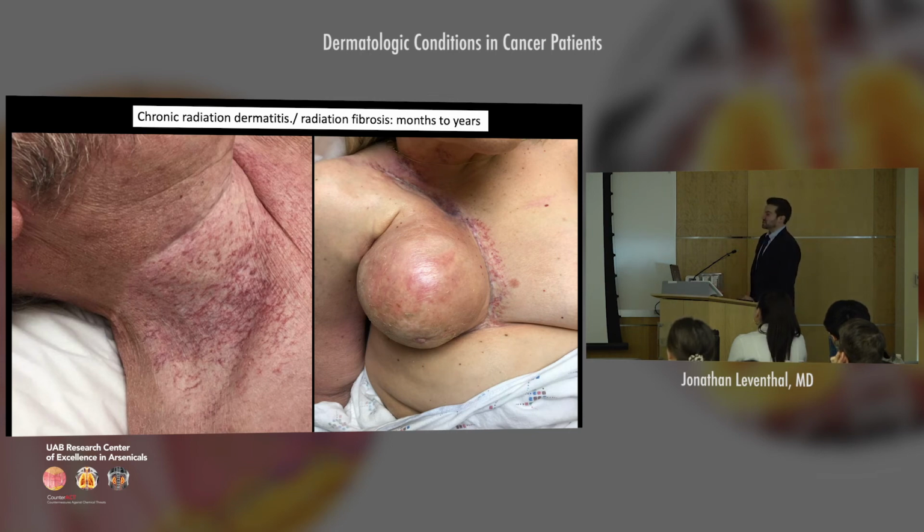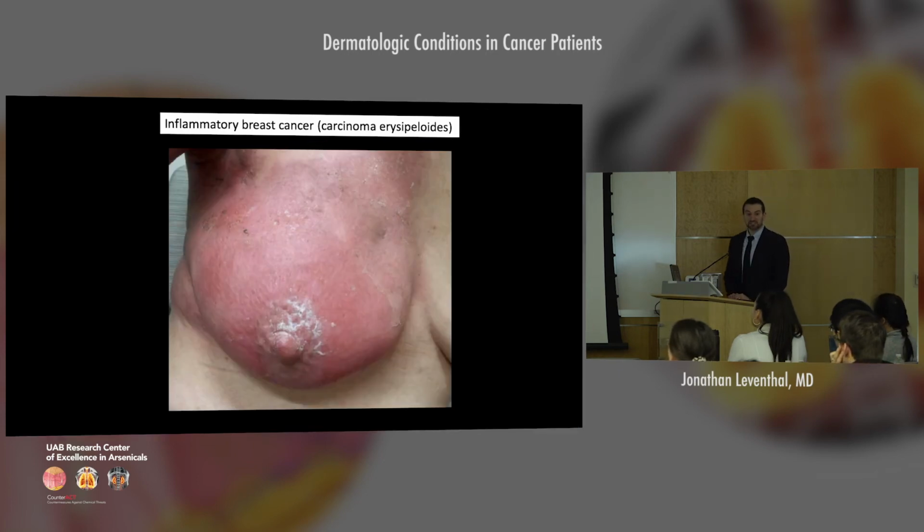There's not great treatments for radiation-induced fibrosis besides physical therapy, and some have tried pentoxifylline, but really there's nothing great out there for it yet. Inflammatory breast cancer, as I mentioned before, you don't want to miss it. It can mimic cellulitis, erysipelas, really important. This is very often misdiagnosed by others as an infectious cause until they see dermatology.